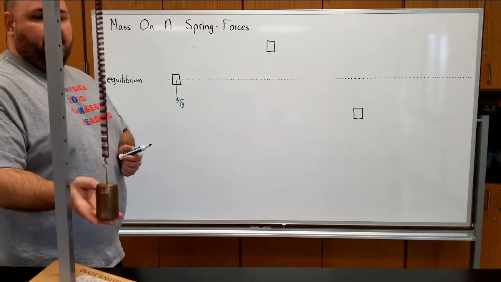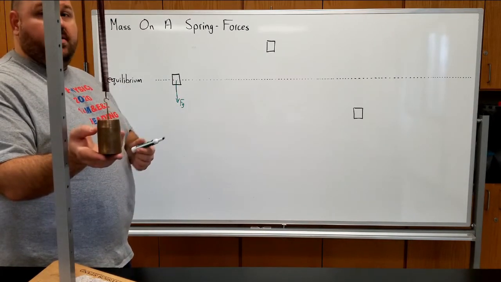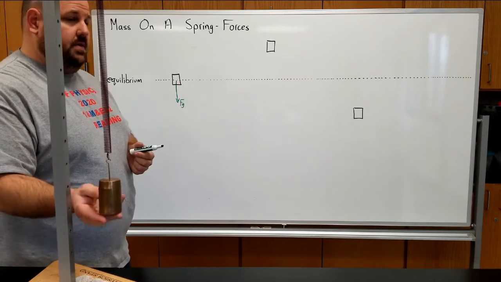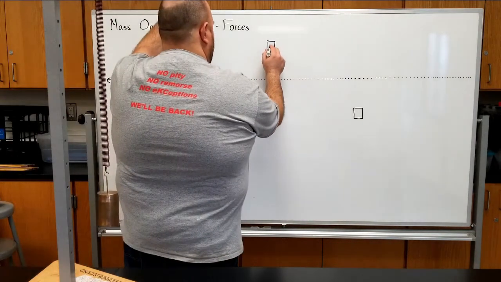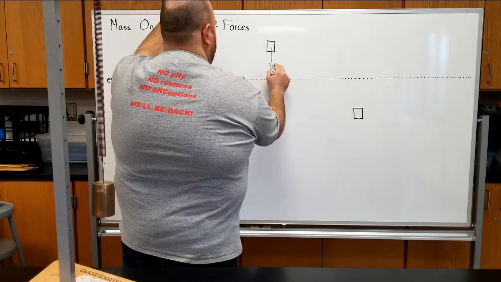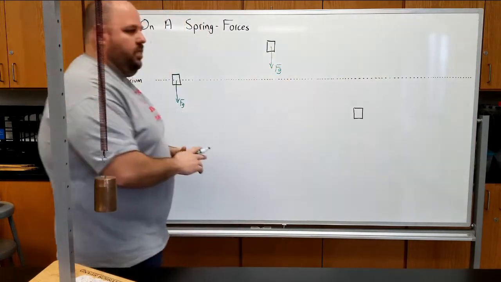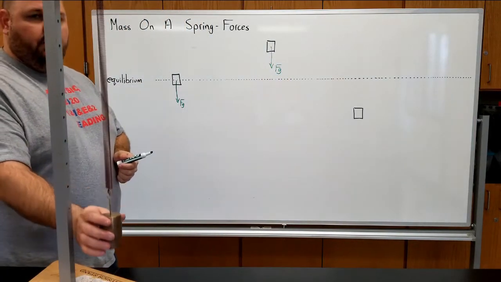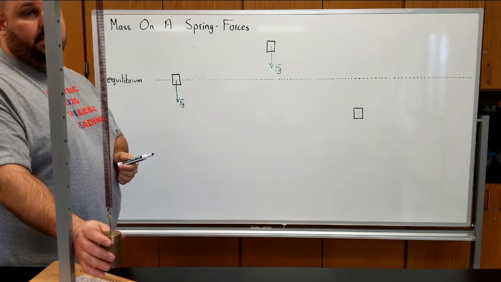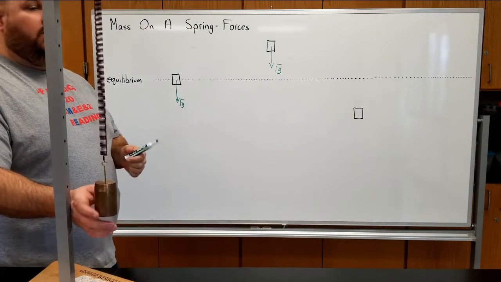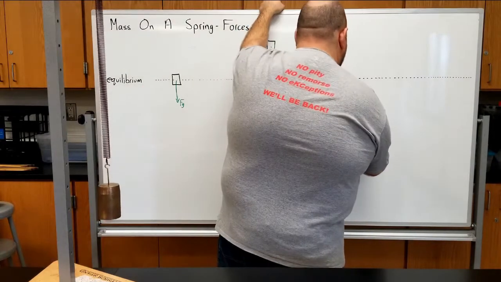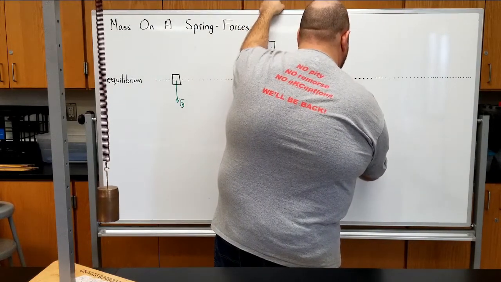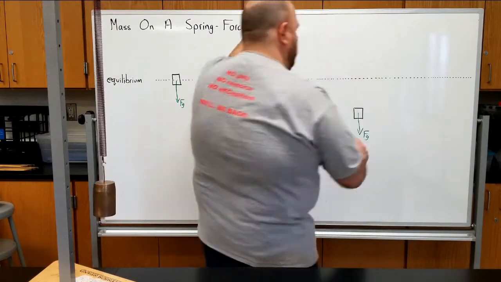If I were to displace it above its equilibrium position, it would still have the same gravitational force, Fg. So over here, same size gravitational force. And the same is going to be true when I pull it down and displace it below its equilibrium position. It's going to have the same gravitational force. And so it's important to understand that that is still true. The force of gravity is not changing.